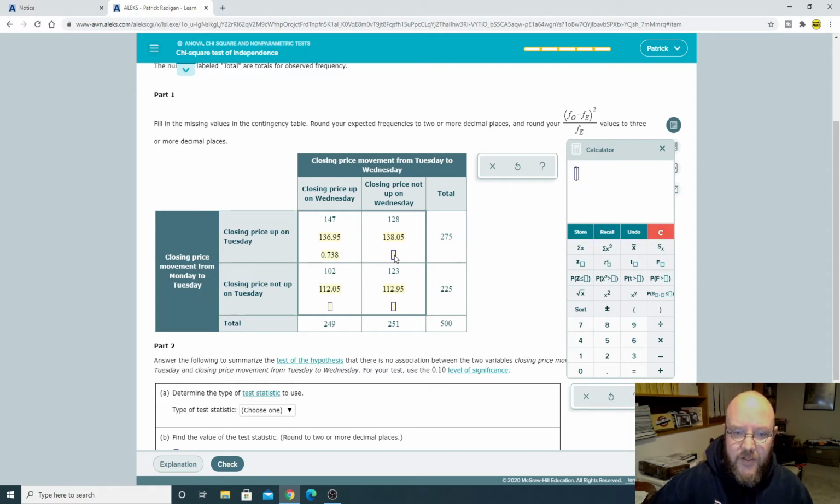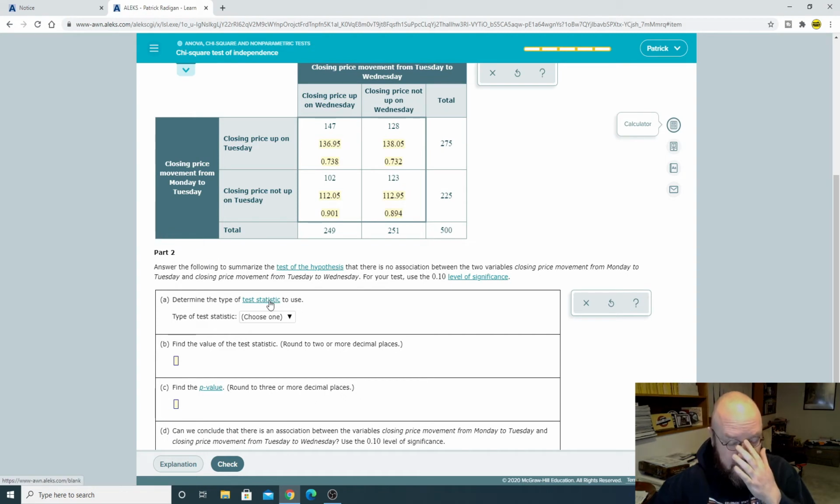0.738. Okay, clear. Next one here, 128, open parentheses, 128 minus 138.05, close parentheses, square that, divided by 138.05. There we go. So 0.732, clear. And then this one right here, open parentheses, 102 minus 112.05, close parentheses, square that, divided by 112.05, gives us 0.901. And then last but not least, right here, we're going to do 123 minus 112.95, close parenthesis, square that, and divide it by the expected frequency, 112.95. There we go. 0.894. Okay, cool. So we've got the table done now.